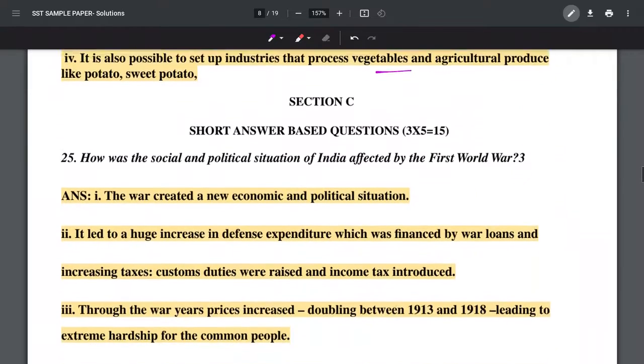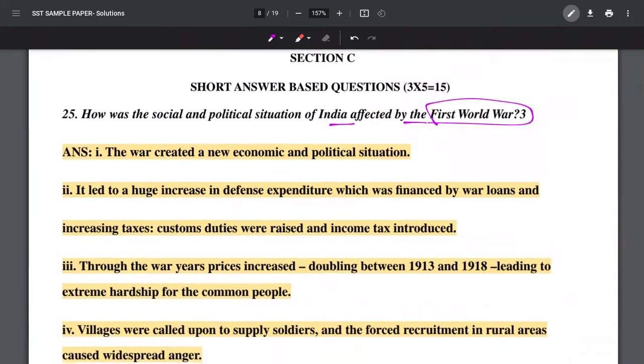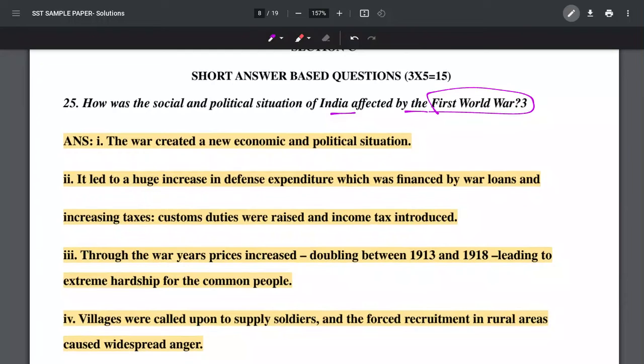Okay. Now, Section C. Short answer based questions. How was the social and political situation of India affected by the First World War? The war created a new economic and political situation. There were differences between the countries. It led to a huge increase in defense expenditure, financed by war loans and increasing taxes, also customs duties, and income tax was introduced.